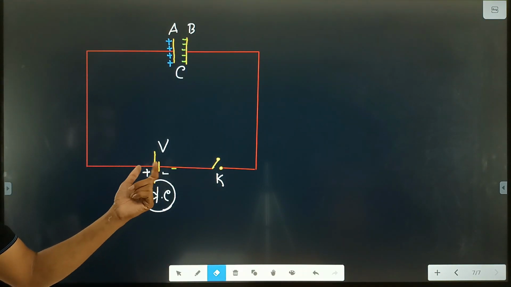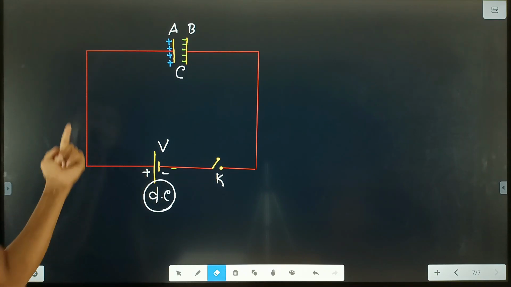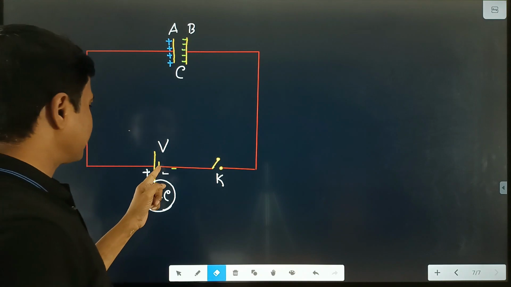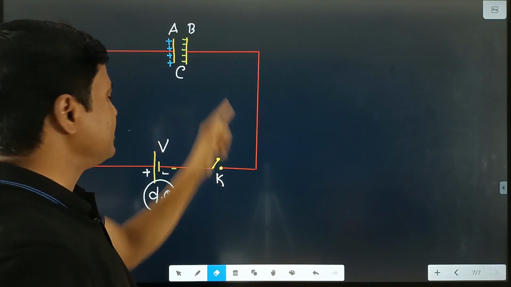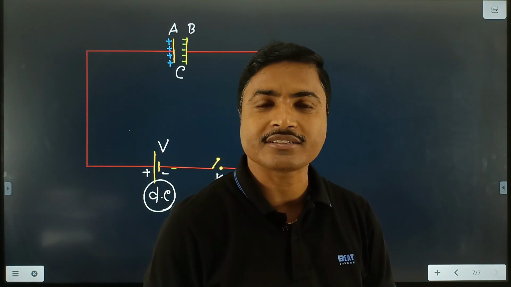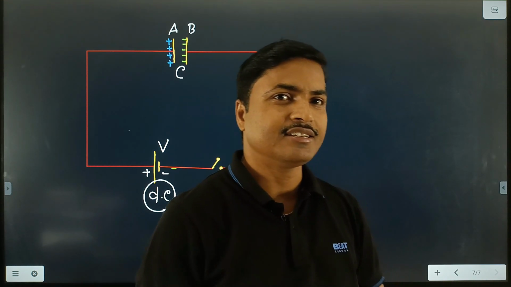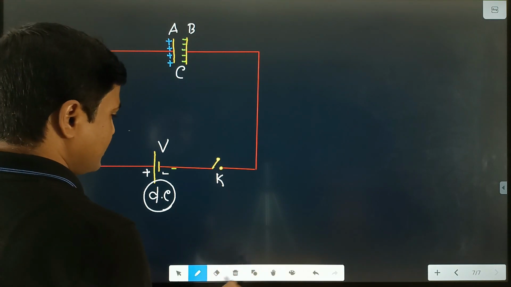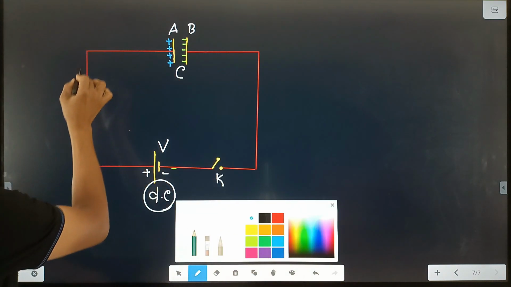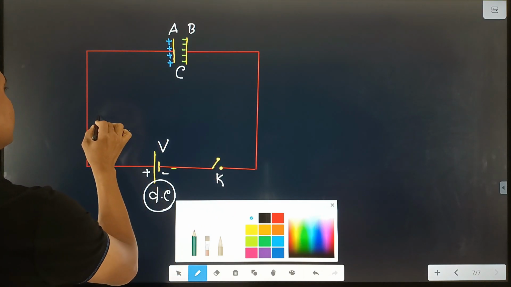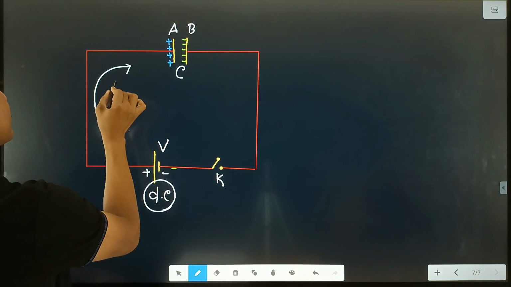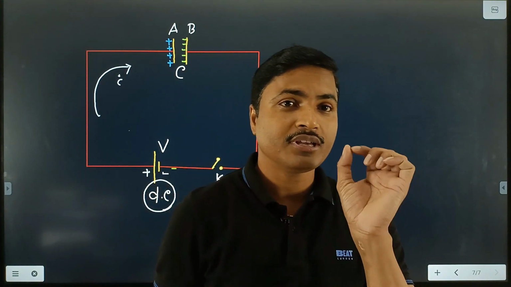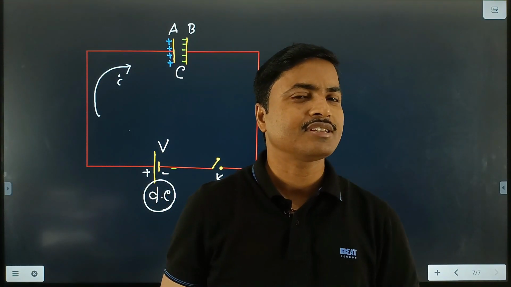That means if we connect the positive terminal of the battery to plate A, it is positively charged. If we connect the negative terminal of the battery to plate B, it is negatively charged. And during the charging of the capacitor, what happened? Electrons start to flow in this direction. That means this is the direction of the current. During the charging, current flows through the circuit.